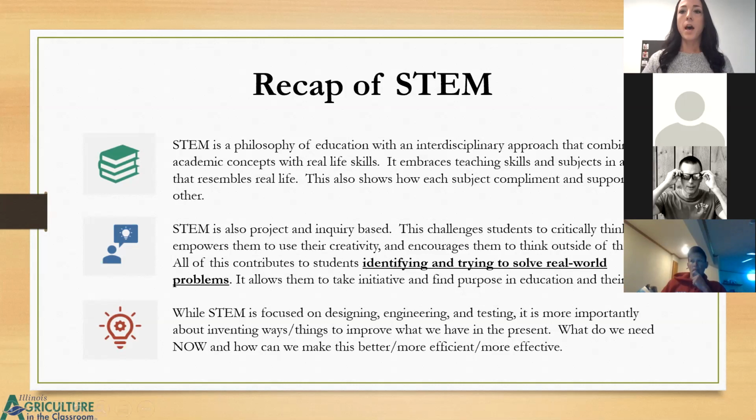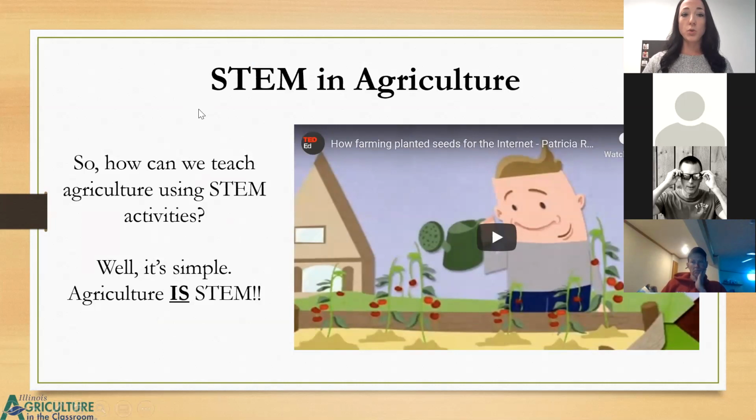And like I said, for the younger levels, kindergarten through third grade, when they're just starting to develop their thinking skills and processing information, they're not going to be able to solve real world problems. In that case, we're looking at the engineering design: what materials are you given and how can you use these materials to design something? That's the very first step. That's going to get them really thinking, which applies to the outside world as well. So with this, how can we teach ag using STEM activities?